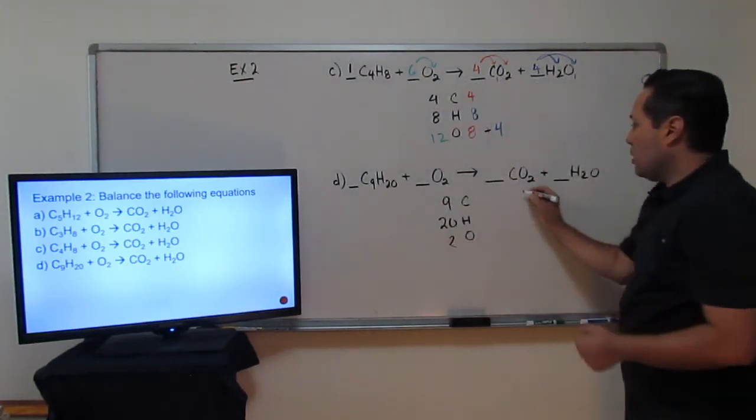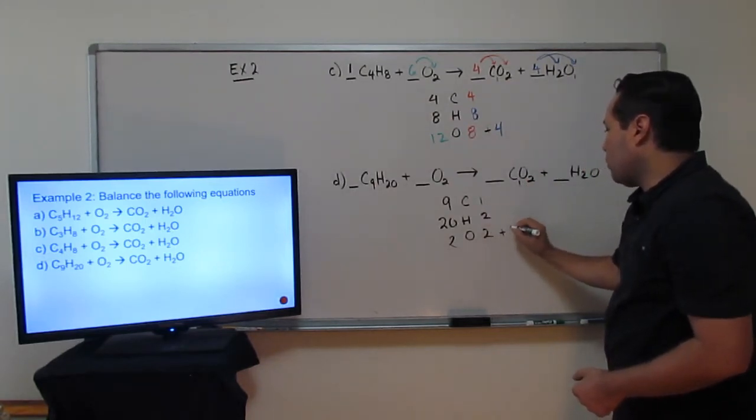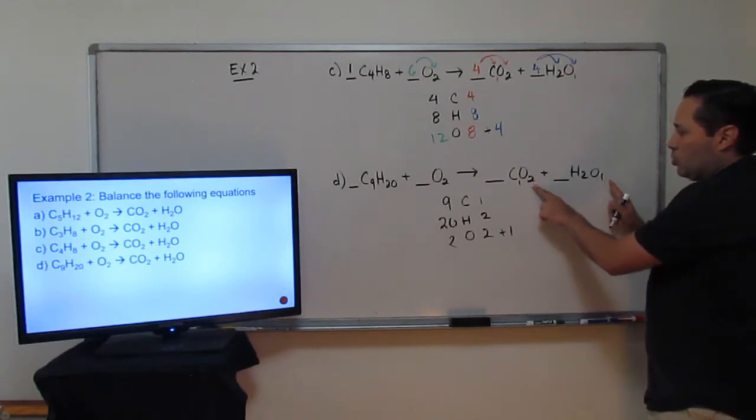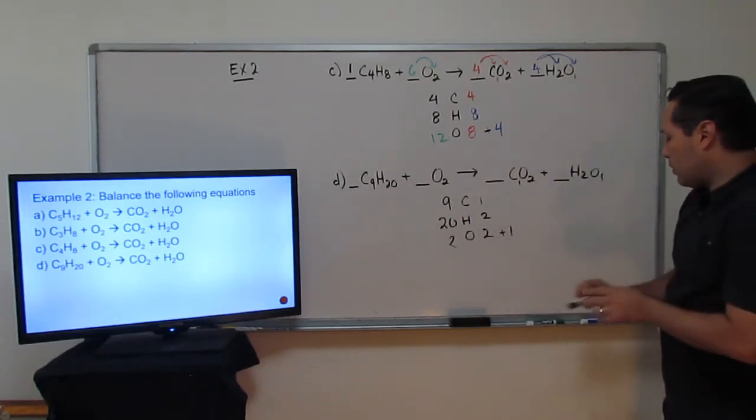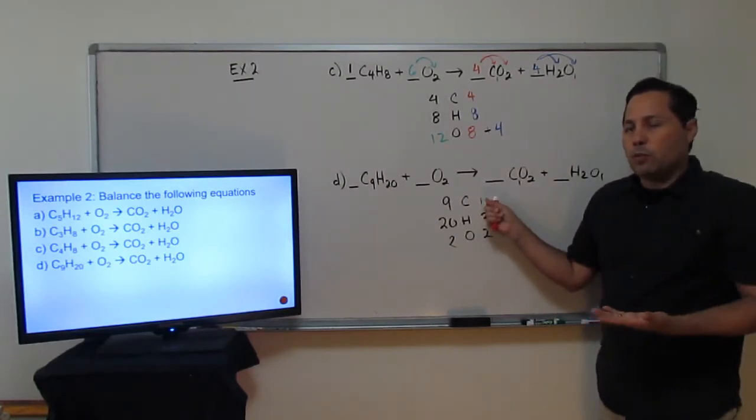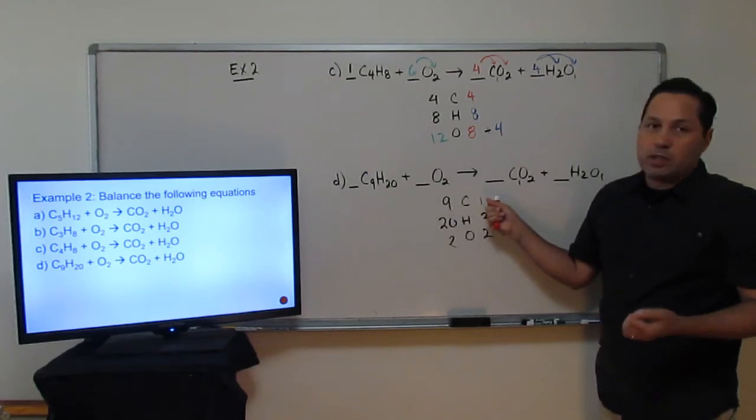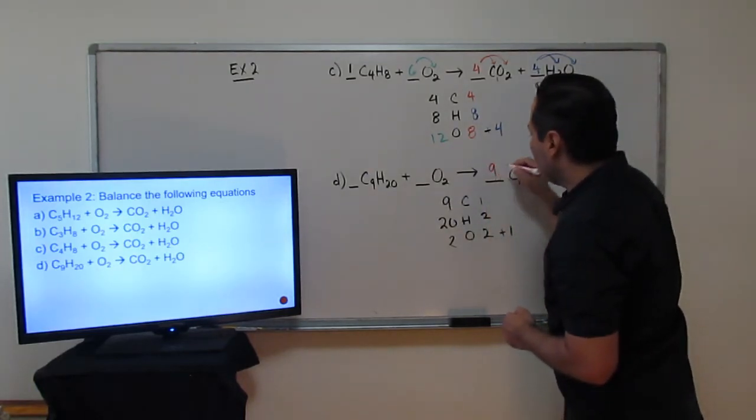On the product side, we got 1 carbon, 2 oxygens, 2 hydrogens, and plus 1 more oxygen from here. 2 from here, 1 from there. There they are. Alright, so let's go ahead and begin with carbon. Carbon, again, what number can we multiply times 1 so that it equals 9? That's an easy answer, 9 times 1. So we're going to multiply carbons by 9.